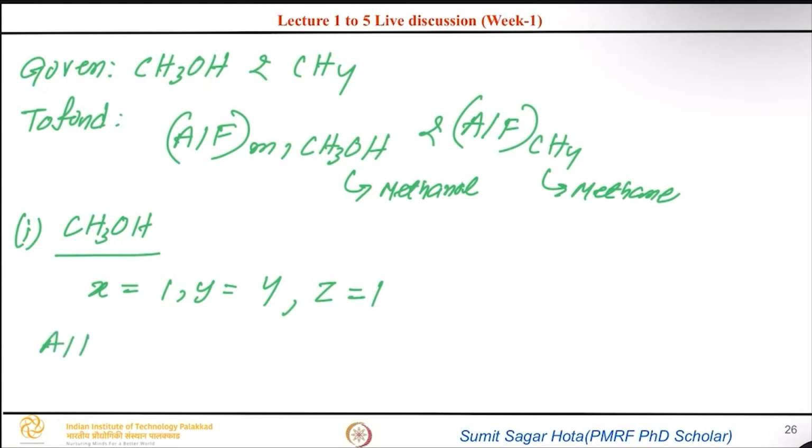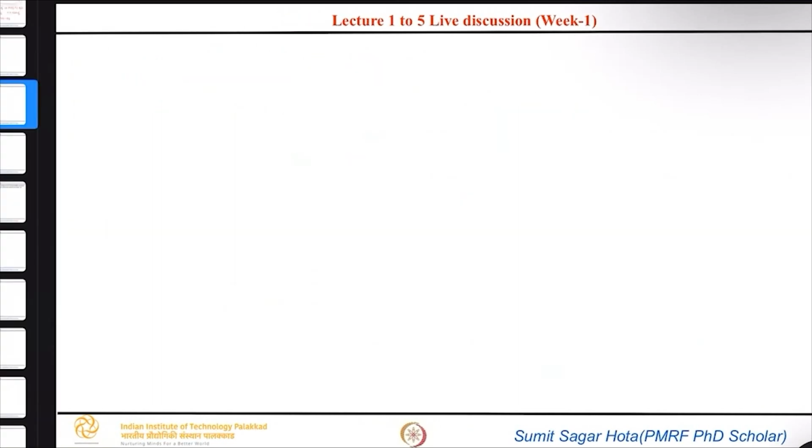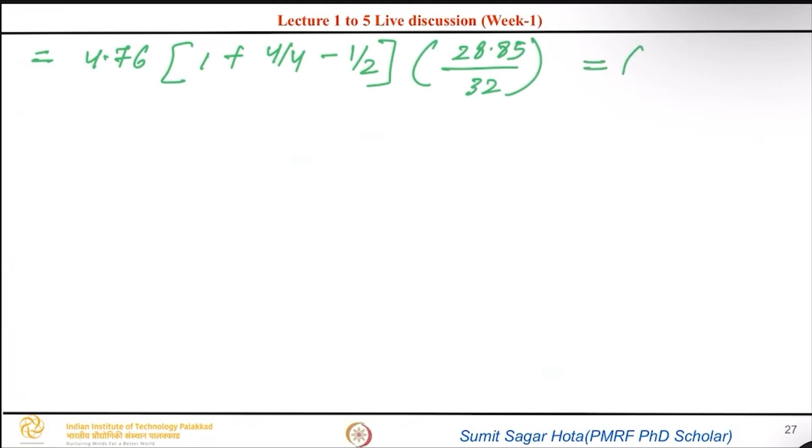Now just come to our problem. Directly we write down the air fuel ratio, which is 4.76 times x plus y by 4 minus z by 2, into the molecular weight of air divided by the molecular weight of CH3OH. Now put in all the values we have: x value 1 plus y value 4 by 4 minus 1 by 2, into 28.85 divided by 32. The value we get is 6.4.